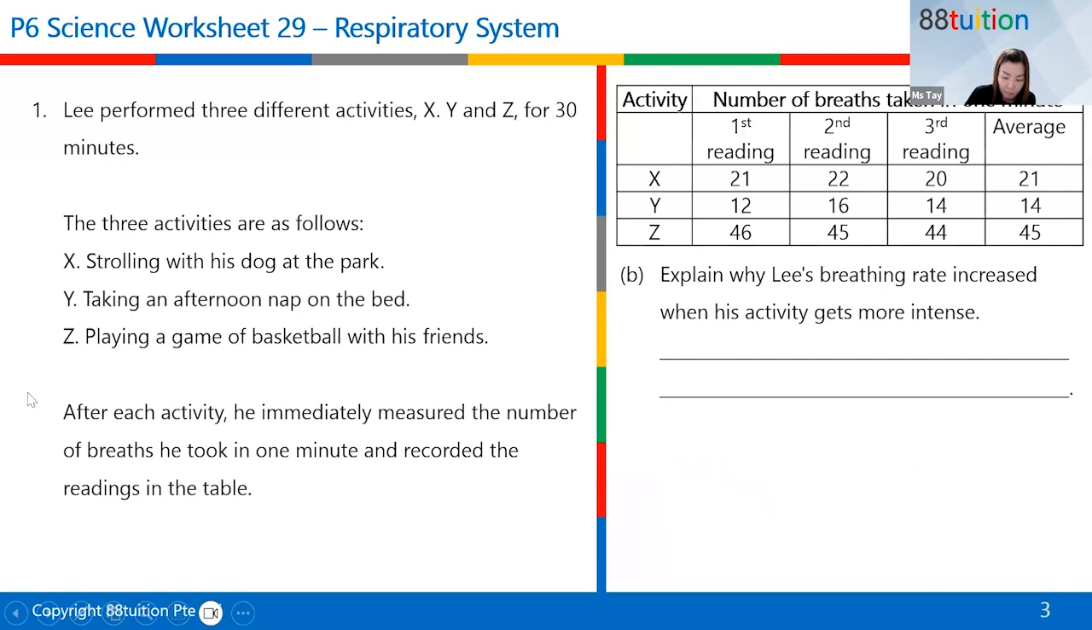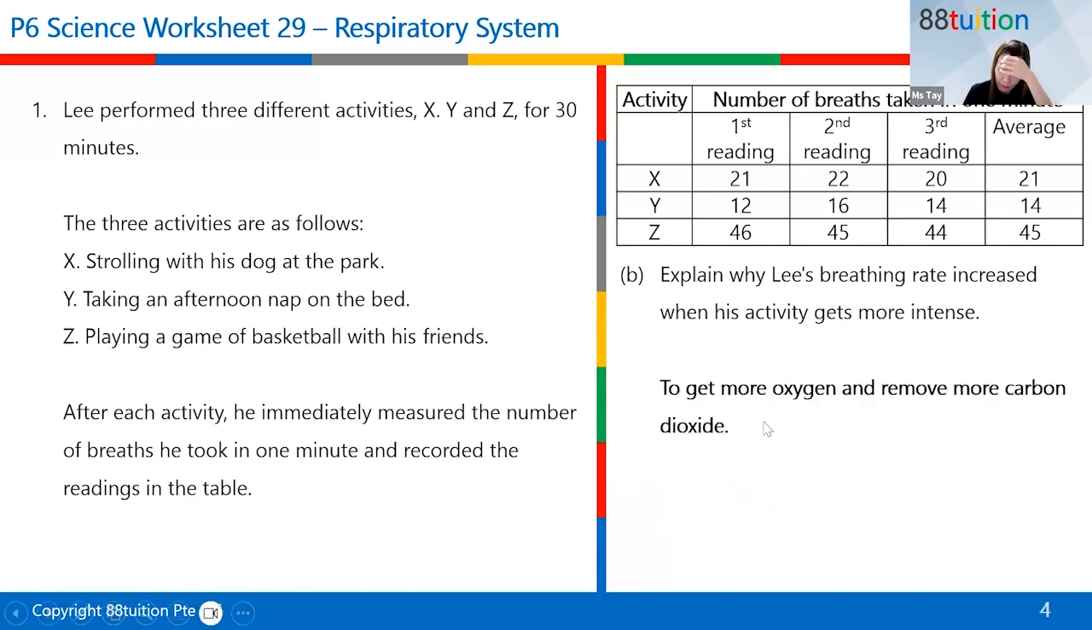Okay, next one. Explain why Lee's breathing rate increased when his activities get more intense. This is about breathing rate. So the answer is definitely for him to get more oxygen and remove more carbon dioxide, right? But do you think this is enough? What is the purpose of getting more oxygen? We should talk about that also.